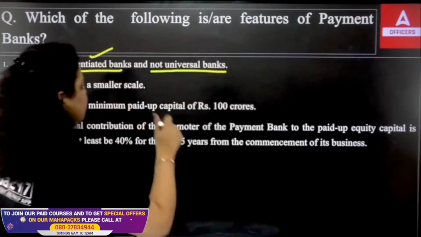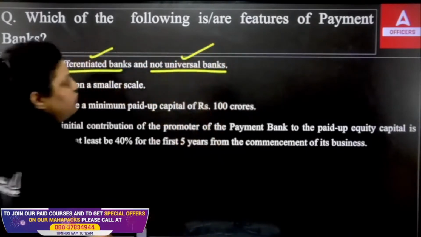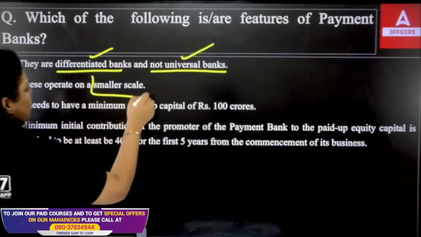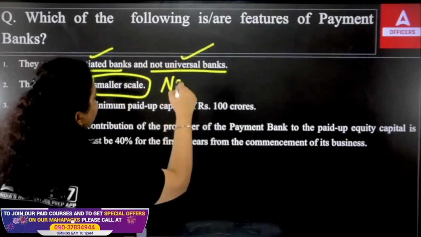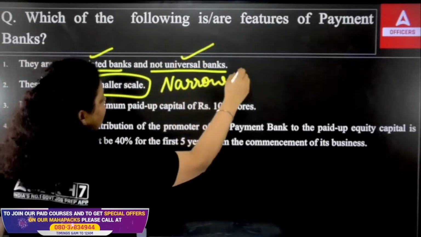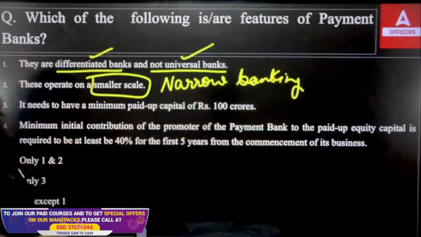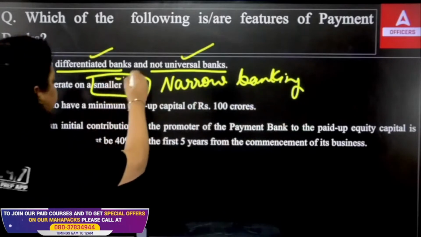So that's why they are not a universal bank. So this is also true. The first statement is a feature. Okay, second, these operate on a smaller scale. It's very obvious. The payment banks are the example of narrow banking. Narrow banking means when the bank places its funds only in risk-free assets. That's what the payment bank can also do. So this is also true.